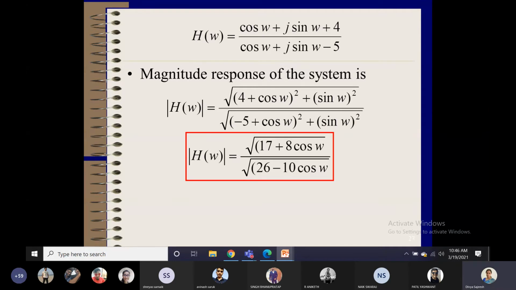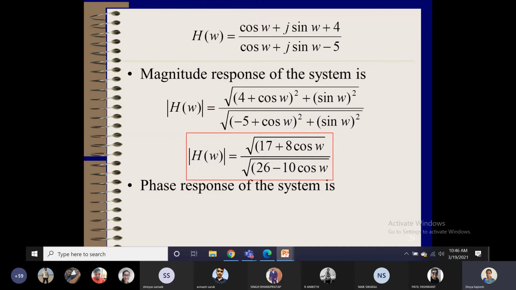If you expand it again and simplify that equation, you will get the square root of 17 plus 8 cos omega divided by the square root of 26 minus 10 cos omega. Now we need to find the phase response of the system. So the phase response of the system is tan inverse of imaginary by real.